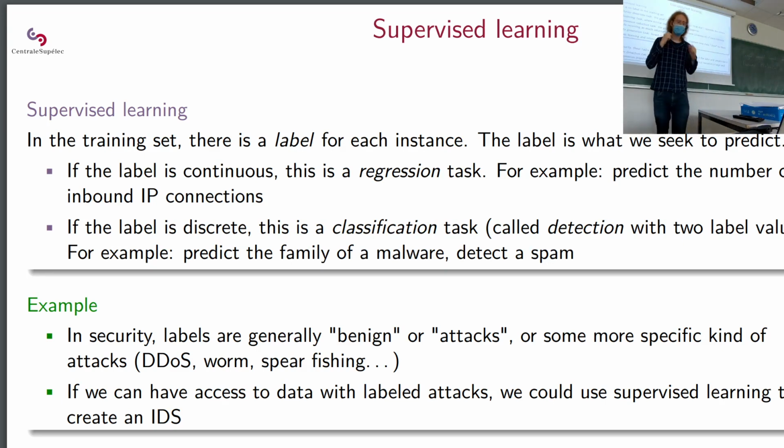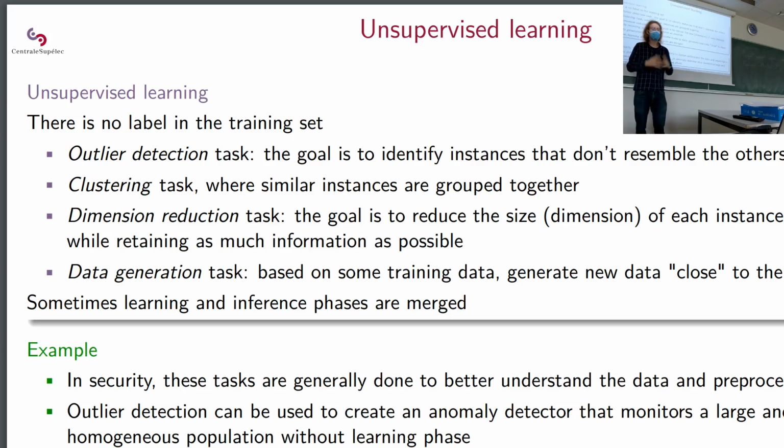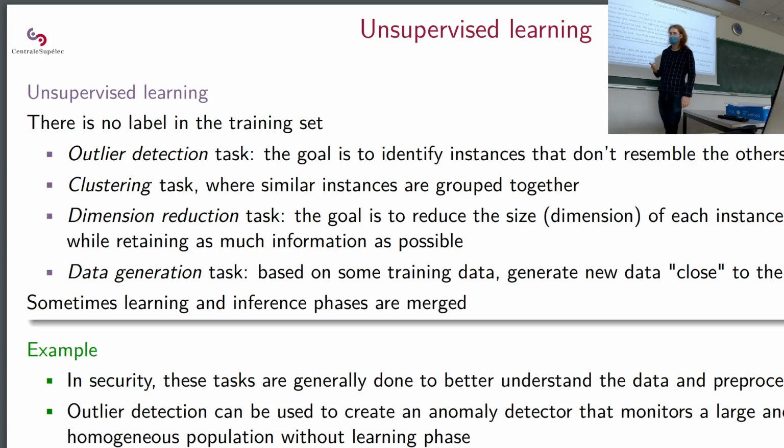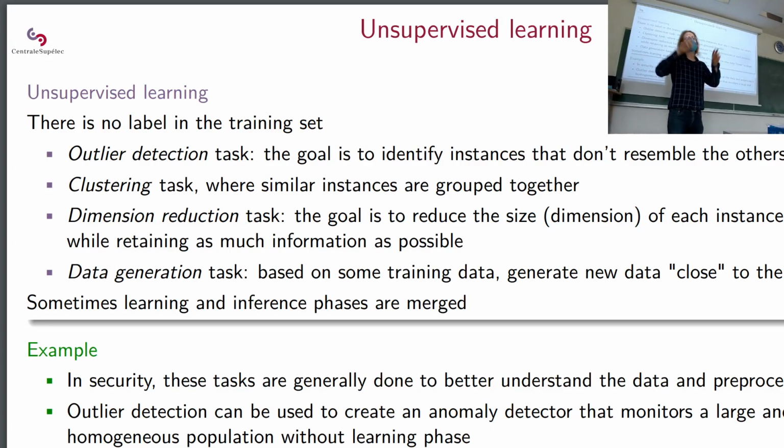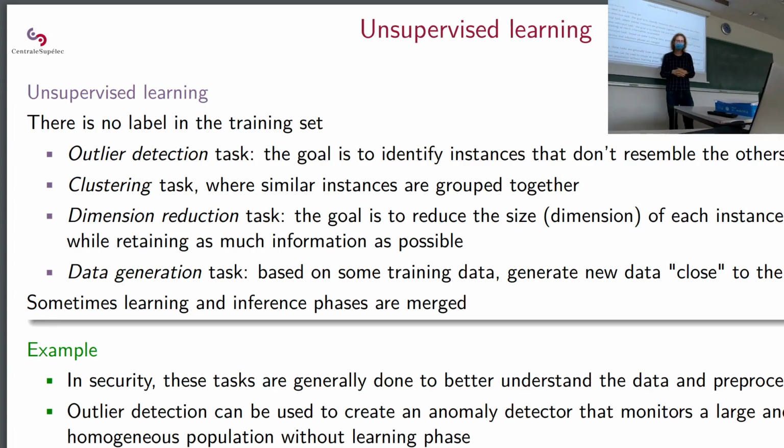The second learning setting is unsupervised learning, where you have no label at all in the training set. So you don't have an objective you want to predict. There are a lot of subcategories in this one. For example, the outlier detection task, where the goal is to identify instances that don't resemble the others. The clustering task, where your goal is to group similar instances into clusters, so into groups. The dimension reduction task, when you want to reduce the size of each instance while retaining as much information as possible. And the data generation task, when, based on some training data, you want to create some new data close to the original.